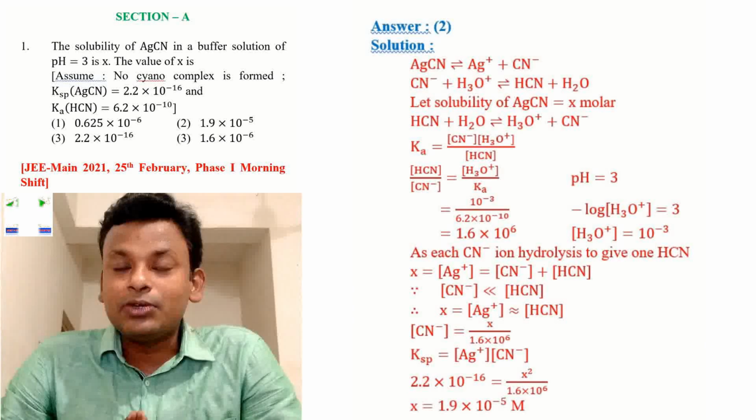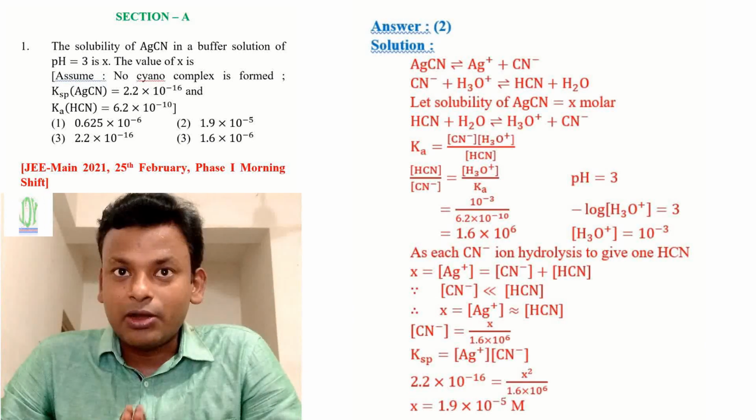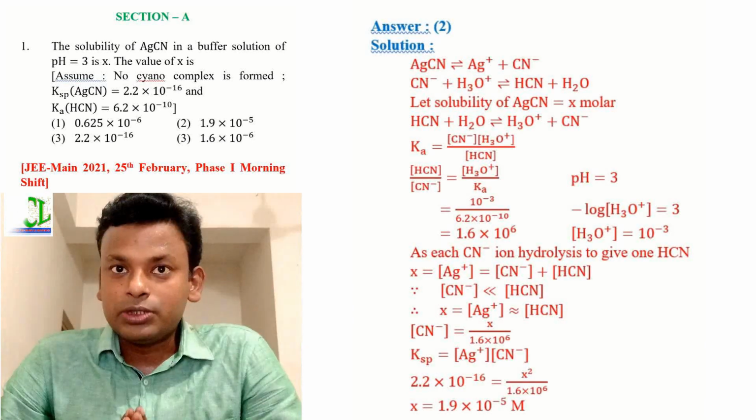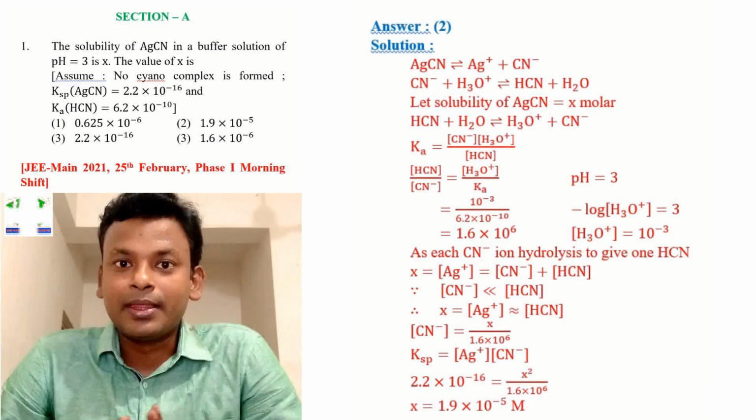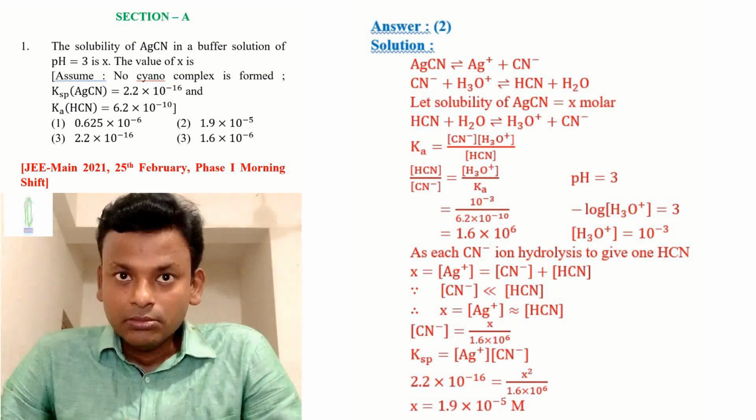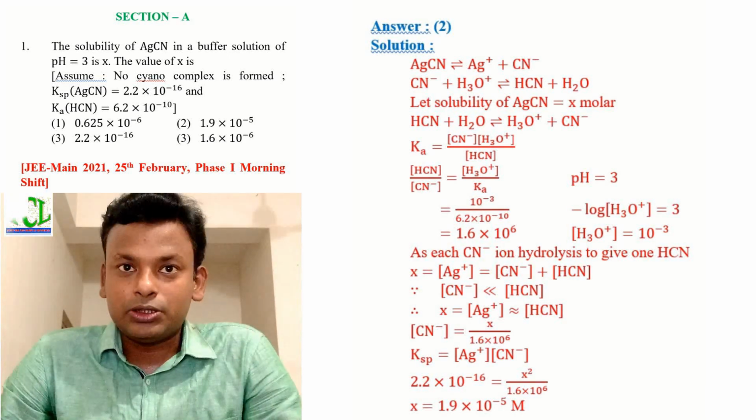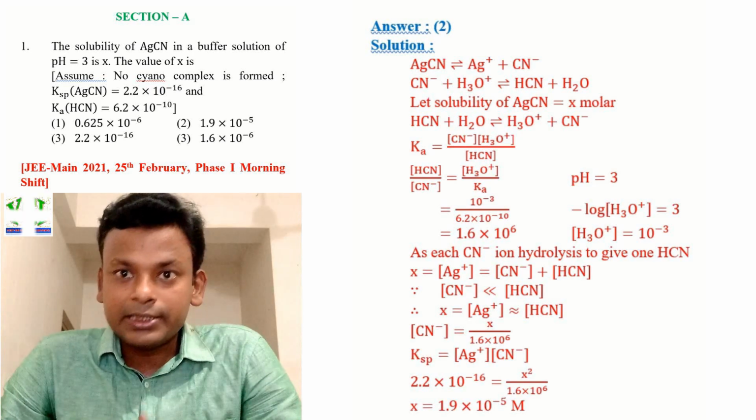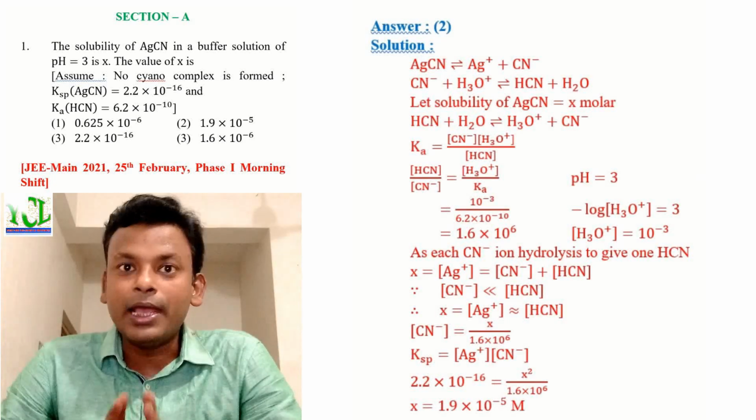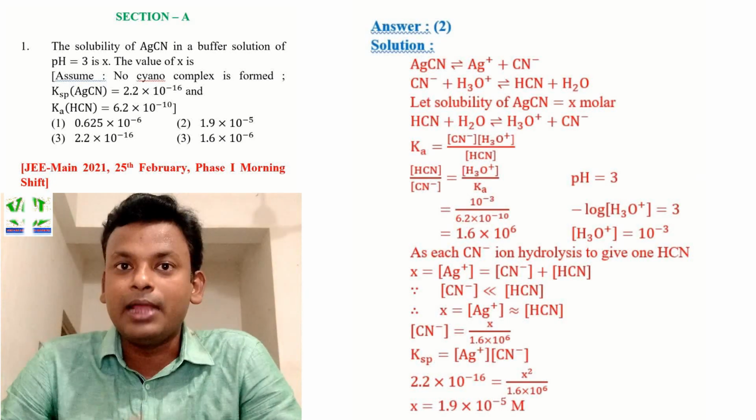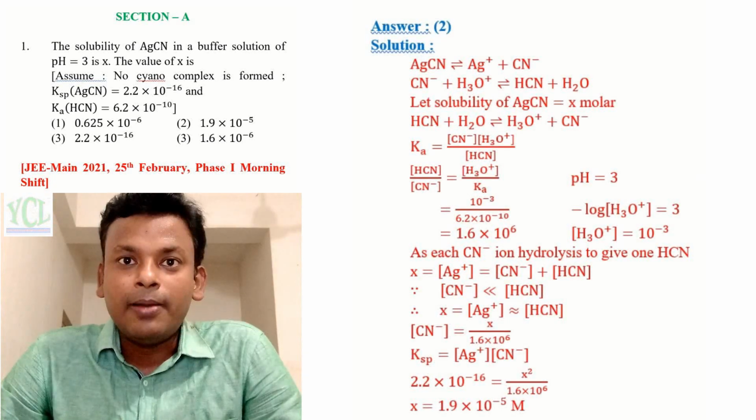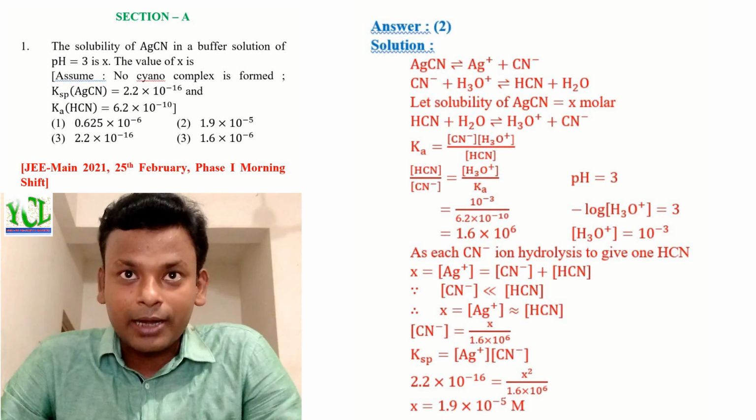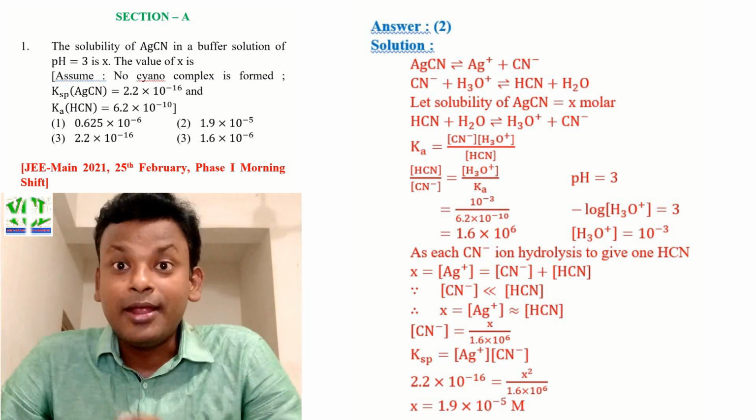So X equals concentration of Ag plus, which equals CN negative plus HCN, and Ksp equals concentration of Ag plus into CN negative. So X equals 1.9 into 10 to the power minus 5 molar. So option 2 is the right answer.